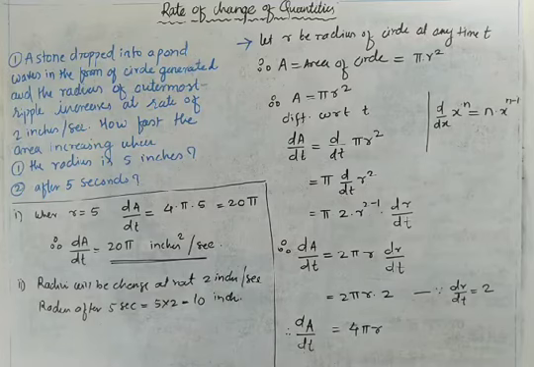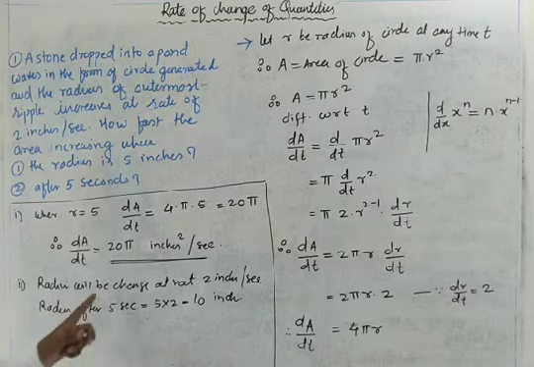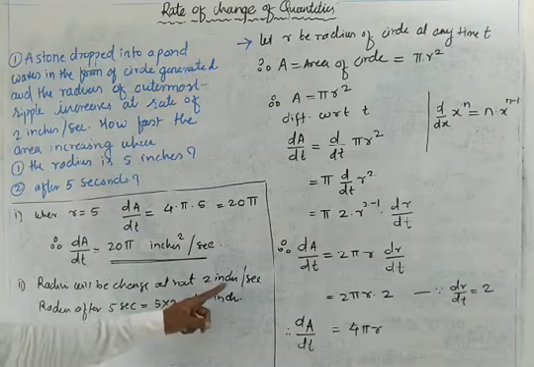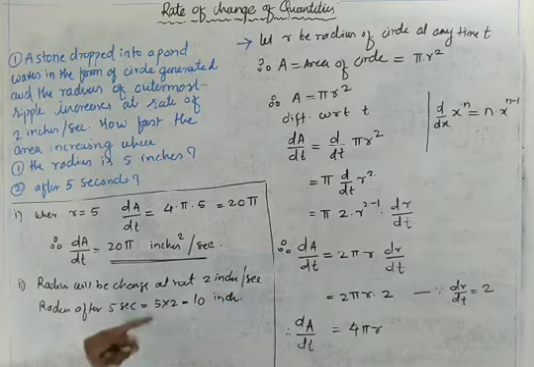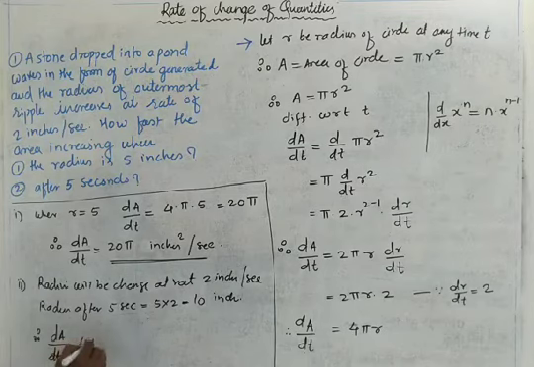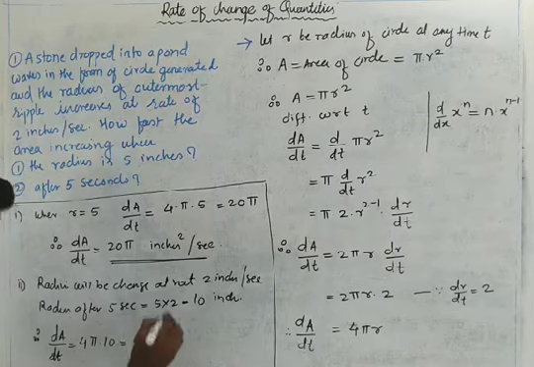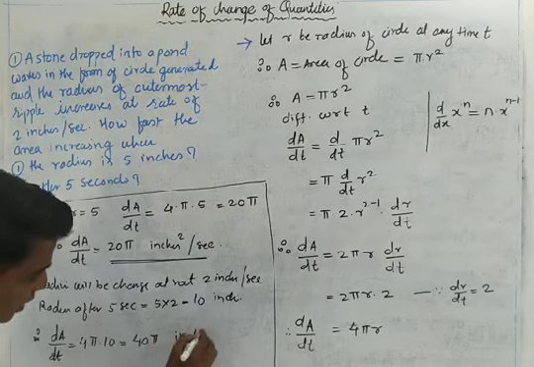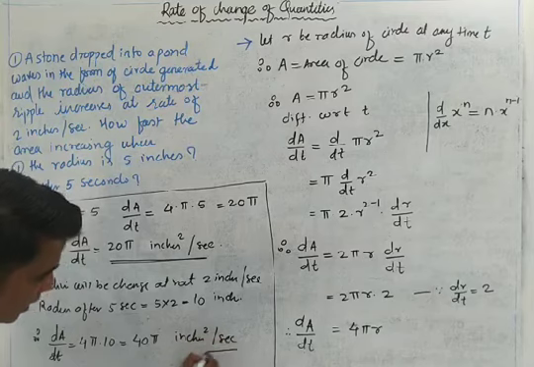After 5 seconds the radius will be 5 into 2, that is 10 inches, because the radius is changing at the rate of 2 inches per second. So after 5 seconds it will be 5 times 2, that is 10 inches. Therefore dA by dt is equal to 4 pi into 10, that is 40 pi, and its units are inches square per second.